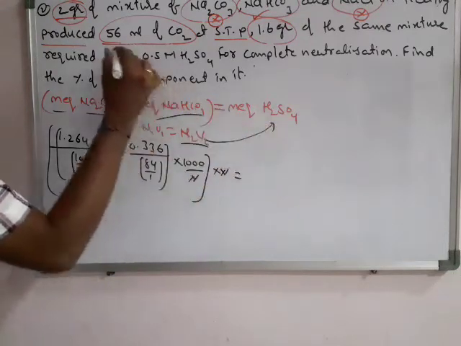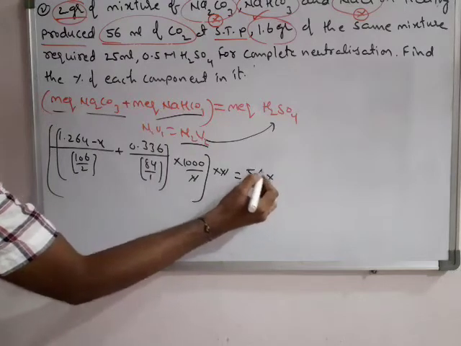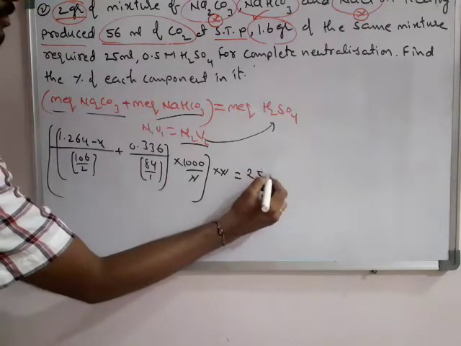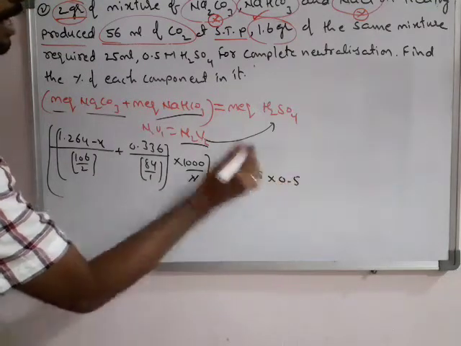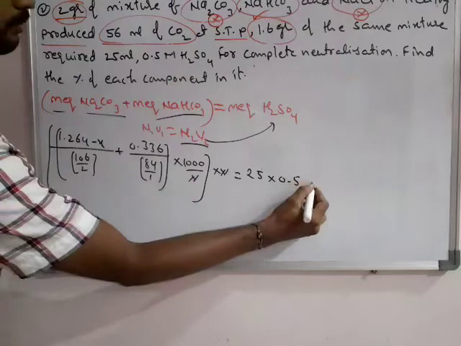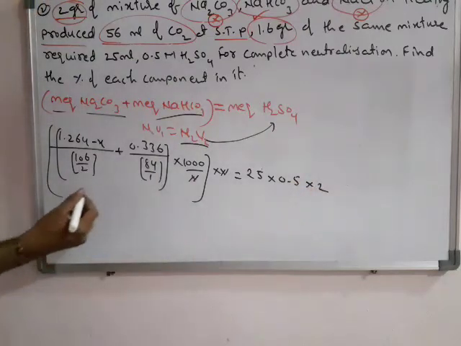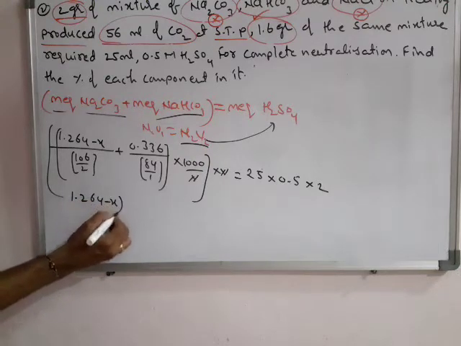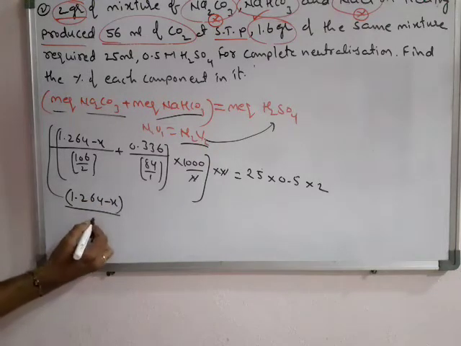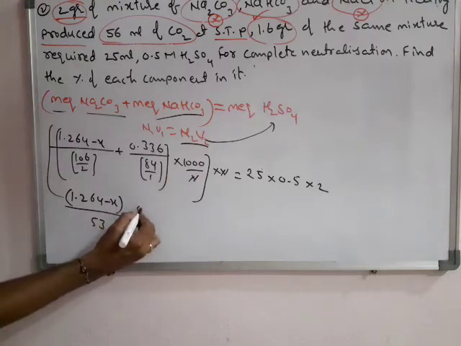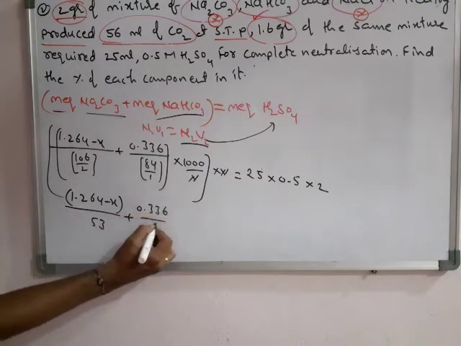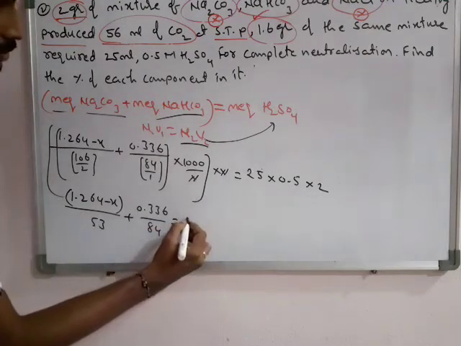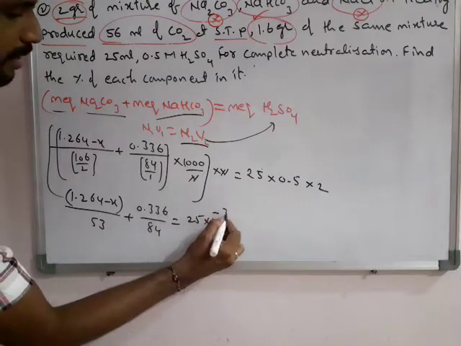This is for H2SO4: 25 into 0.5 M, and you know its basicity is 2, so that is 2. So finally on this calculation, 1.264 minus x by 53 plus 0.336 by 84 is 1, that is 25 into 10 power minus 3.